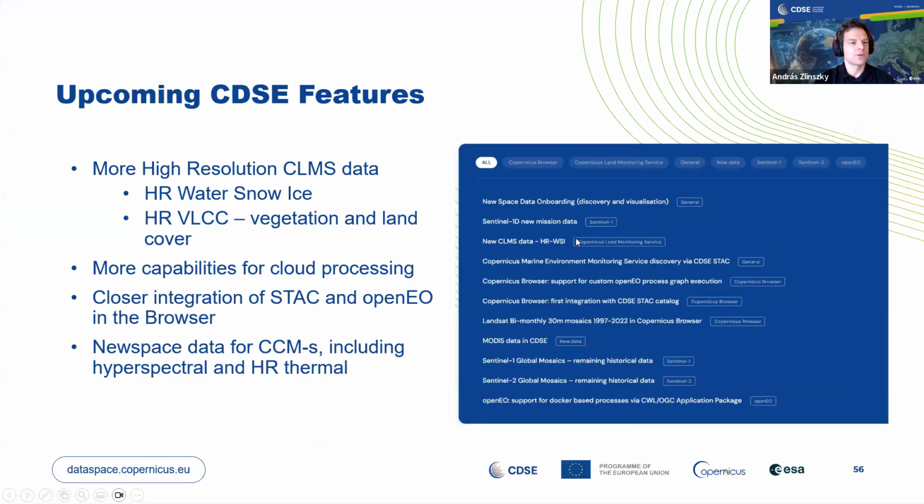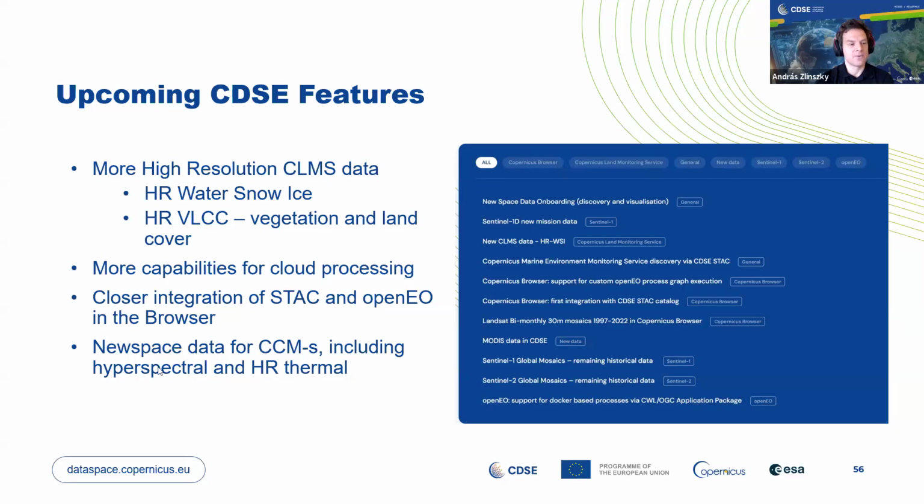Actually, I can flick forward to these. So we are going to get more high-resolution Copernicus land monitoring service data very soon. And this includes water, snow, and ice coverage, but also high-resolution vegetation and land cover, layers for bare soil, open surfaces, grasslands, wetlands, small woody features in the landscape. So this is also something that you can integrate in your processing chain.